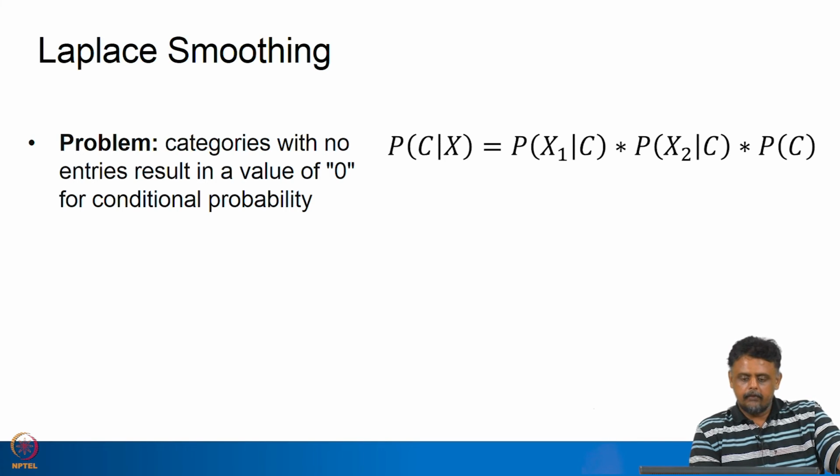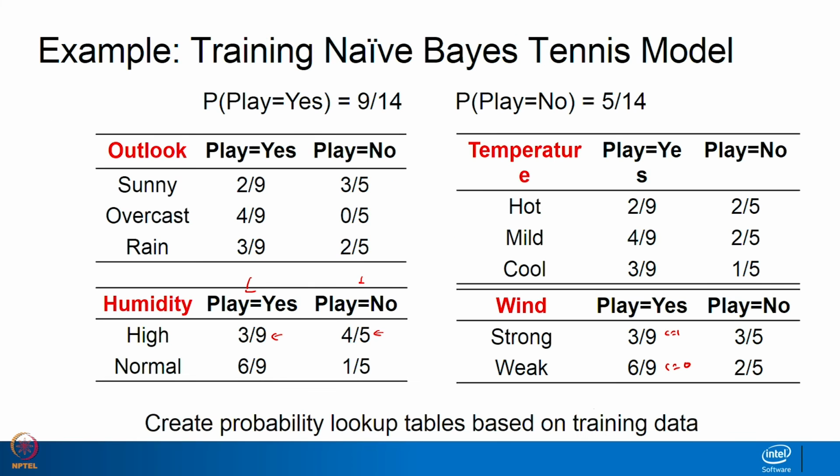We'll address the problem of what happens when you have a category with 0 in it. So, what does that mean? For instance, if we go back, remember this. Here, the probability of overcast given that play equal to no is 0. You do not have any data point with outlook overcast and the decision not to play. So, when you construct this empirical probability, you get 0.